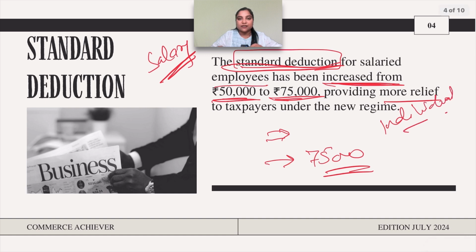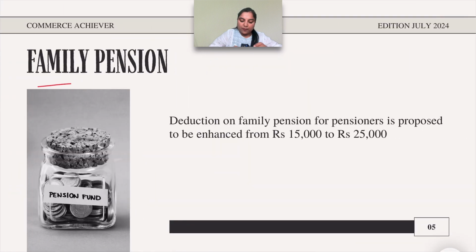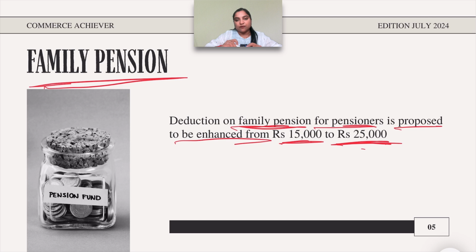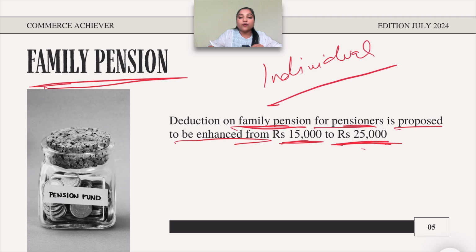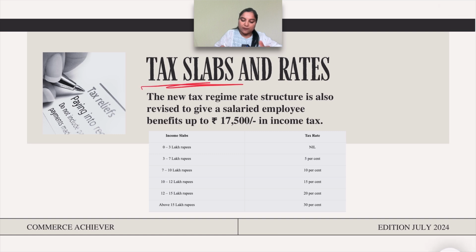moving ahead, our next update is the family pension. The family pension for the pensioner is proposed to be enhanced from 15,000 to 25,000. So earlier the family pension was limited to 15,000 rupees only, which is now extended to rupees 25,000. This again has a good impact only in the case of individuals. Okay, and don't worry, we are always going to connect these pointers in numerical form for practical understanding. Okay, next update is the tax slab and the rates.